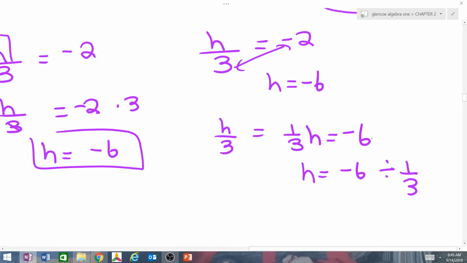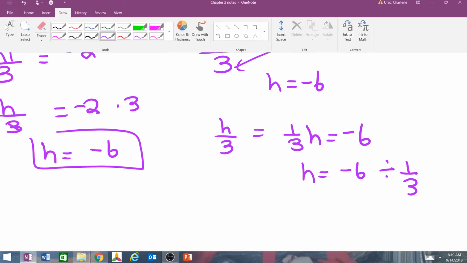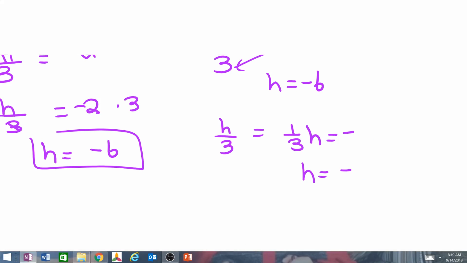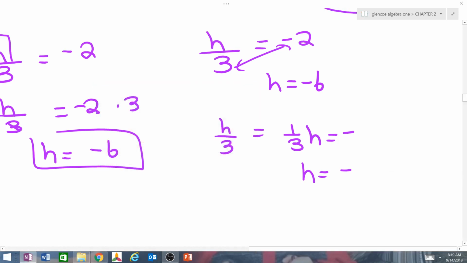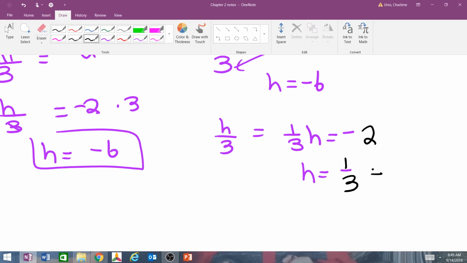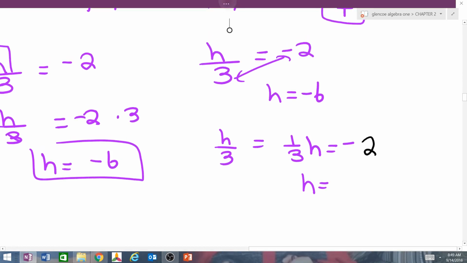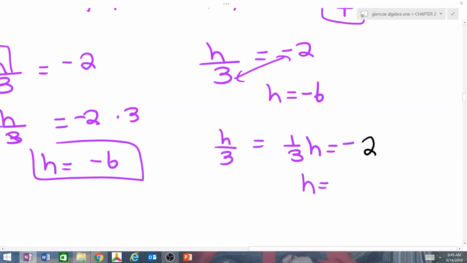All right, I changed the problem here. I apologize. Let me correct that so that we don't mess anybody up. So give me 1 second. It should have been 1/3 h equals negative 2 to keep the same problem for you guys. So let me fix it. H equals negative 2 divided by 1/3, which would be negative 2 times 3 over 1, or negative 6.